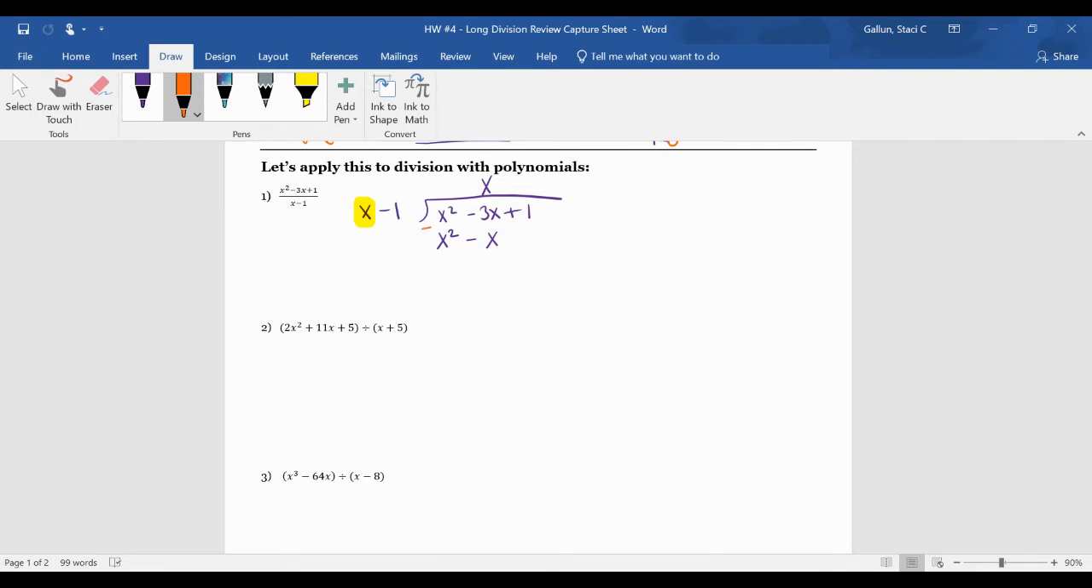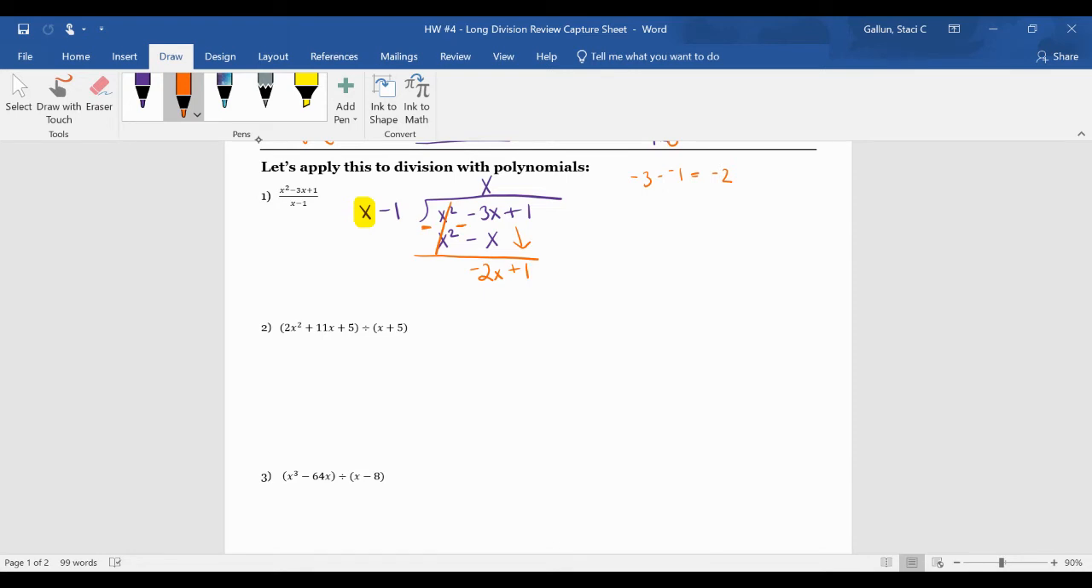So I'm going to go ahead and, just like we did with numbers, subtract. X squared minus x squared cancels. That's what we want. Negative 3 minus negative 1. Be careful here. It's a double negative. If you want to write the subtraction sign here also, negative 3 minus negative 1 is negative 2, right? Be careful with that. You're adding 1. So negative 2x, they're like terms, and go ahead and bring down the 1.